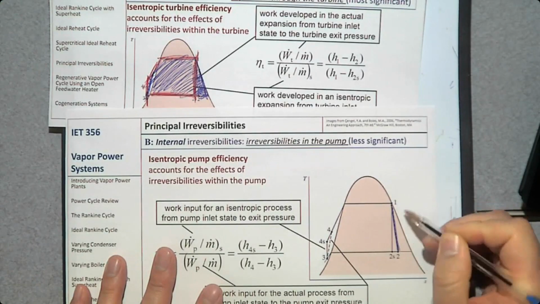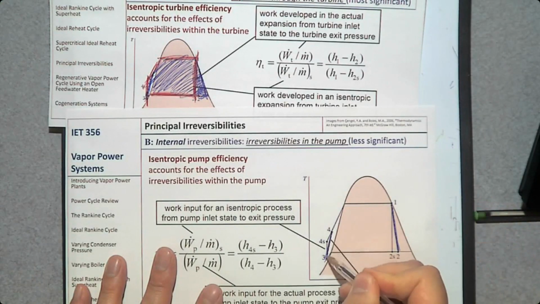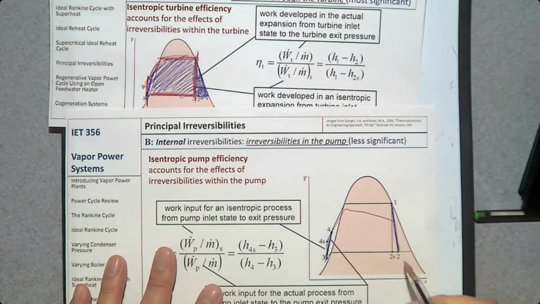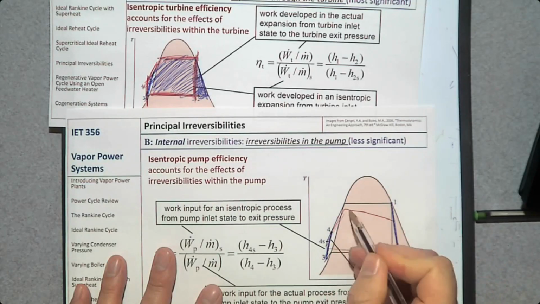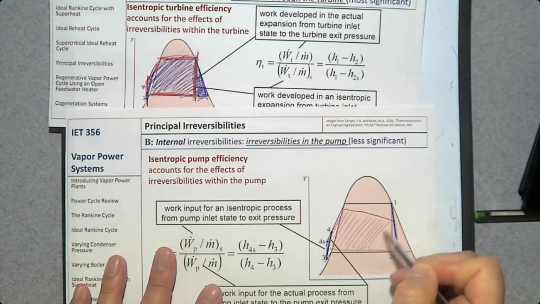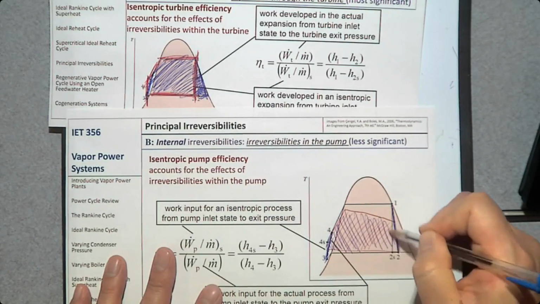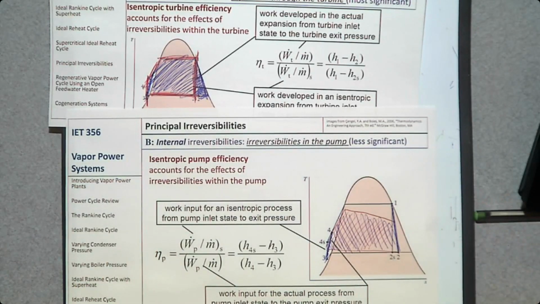So we are adding this much area. There is an increase in entropy. So we are losing this much area. But the boiler is not constant pressure. Condenser is not constant pressure. Oh, I have to use this blue. So this is the actual enclosed area, much smaller than this one. Okay. So that completes chapter 8. Any question?